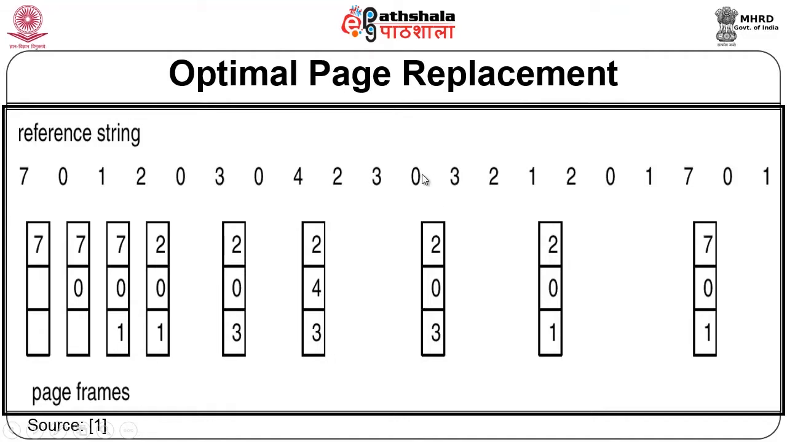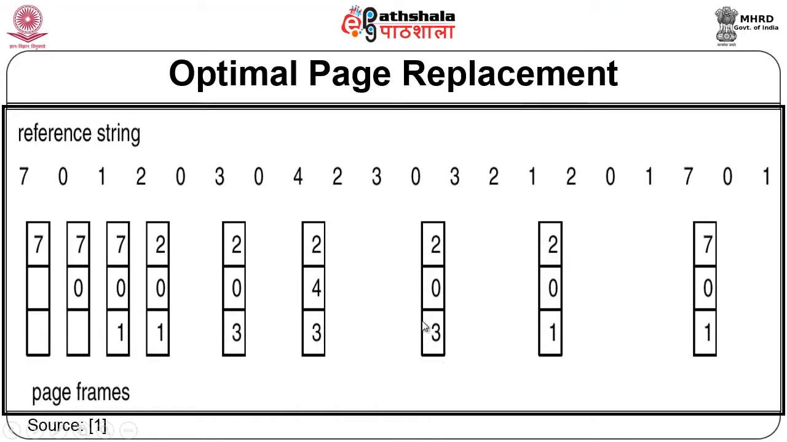Then you have 0. To bring in 0, there is no free frame here, it is not present in the main memory. Also there is no free frame here. So, you need to choose one among this 2, 4 and 3. So, 3 will be used, then 2 will be used and 4 is not going to be used. So, 4 is the one that is chosen for replacement, 4 is moved out and 0 is brought into that place.